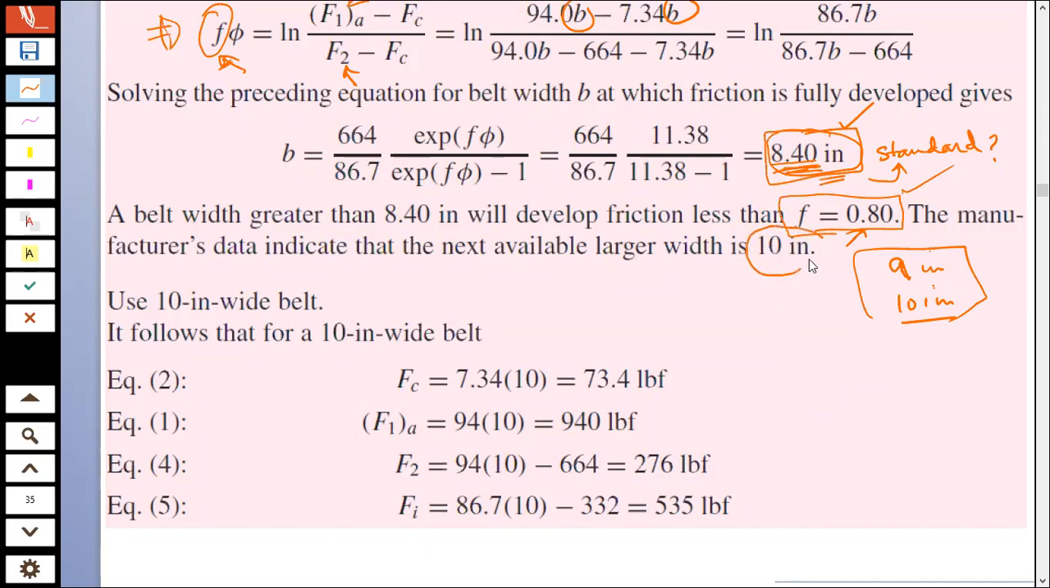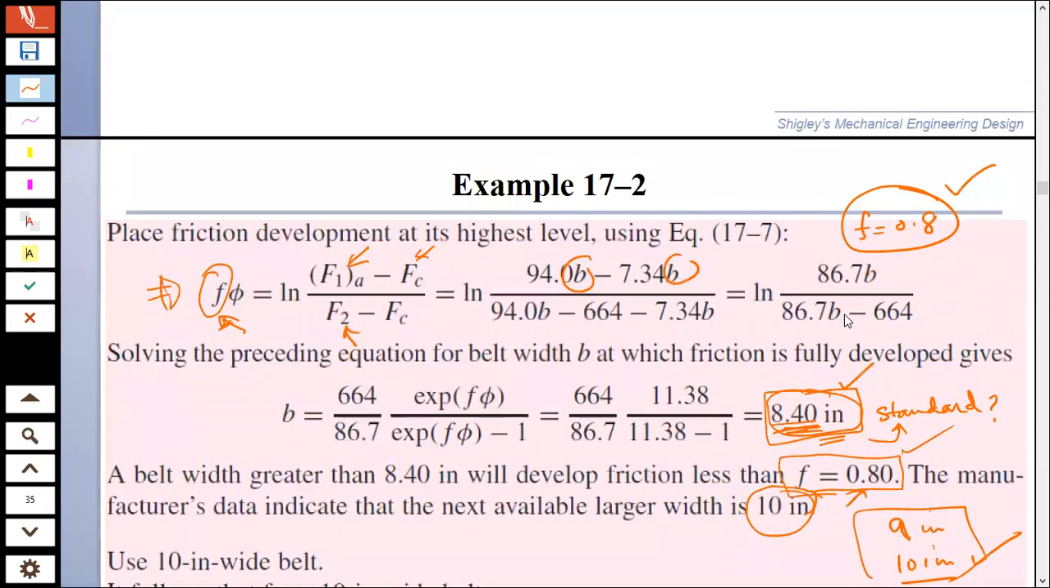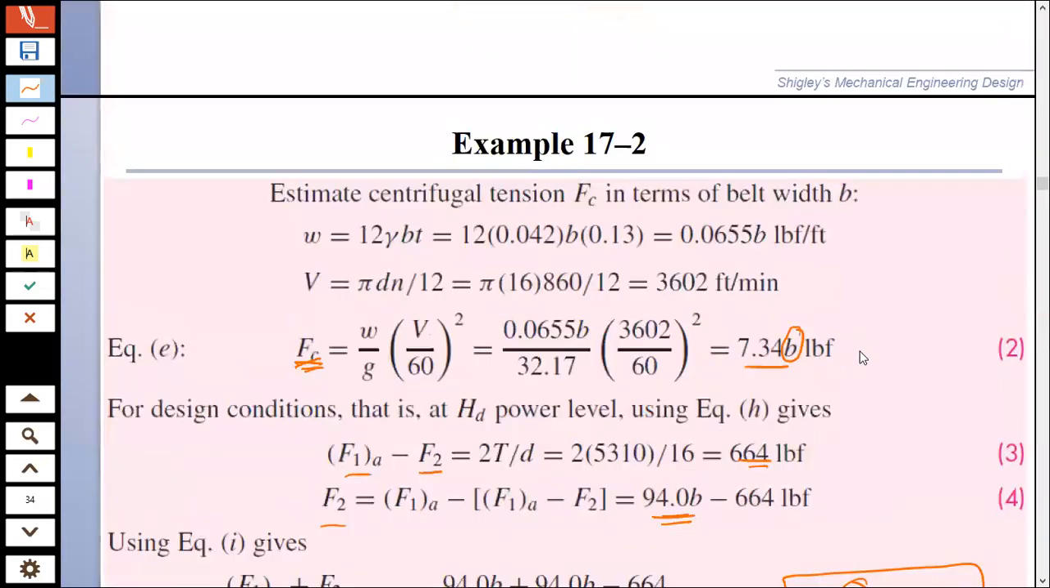Therefore, it is decided to use 10 inches. Now with 10 inches B, go ahead and calculate your values of Fi: instead of this, it becomes 86.7 times 10 minus 332. So that will give you the value. If you go up a bit more, here you will have the value 7.34 times 10, so 73.4 pound force and so on.